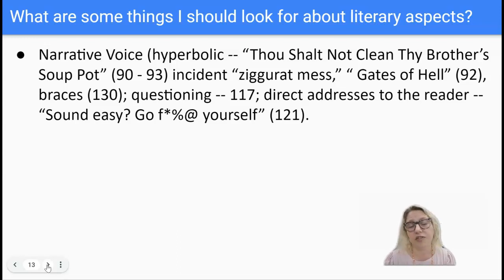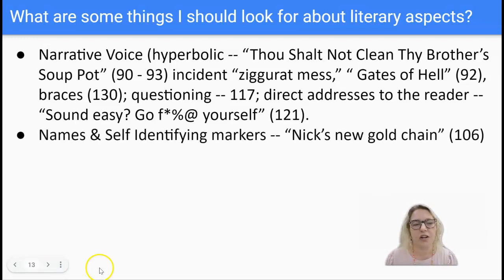He has a ton of questioning in this chapter. Some interesting questions on page 117 you could take a look at. His direct addresses, where he is breaking that fourth wall by directly addressing the reader, come up in this section, and a particularly memorable example is on page 121, where he's talking about making the waffle cones sound easy, go F yourself, he tells the reader.